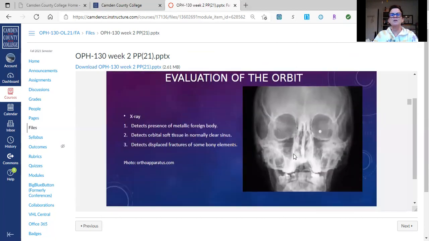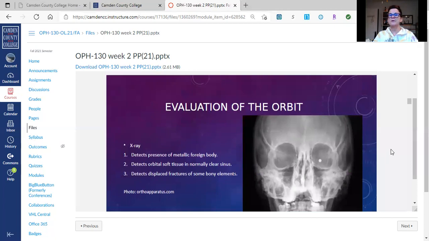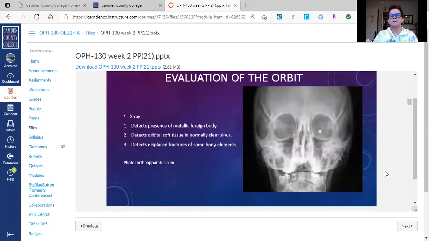So how do we evaluate the orbit? Well, we can evaluate it with an X-ray, plain old X-ray. So let's take a look at this X-ray right here. So this is the patient's right bony orbit. This is the patient's left bony orbit. And right here where my pointer is, does anybody have any idea? I'll give you a second to think to yourself before I tell you what that might be right there.